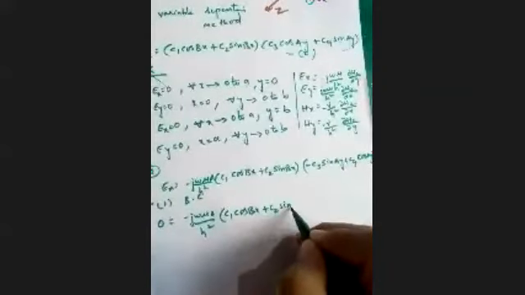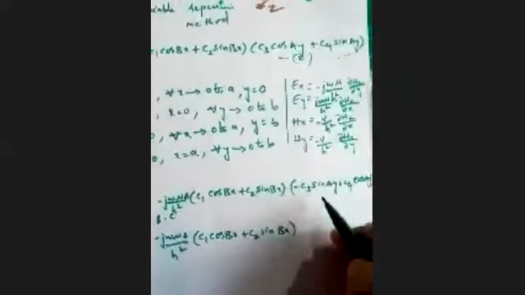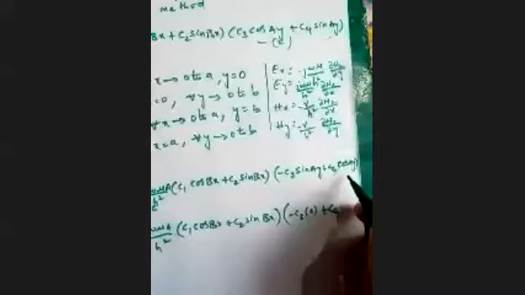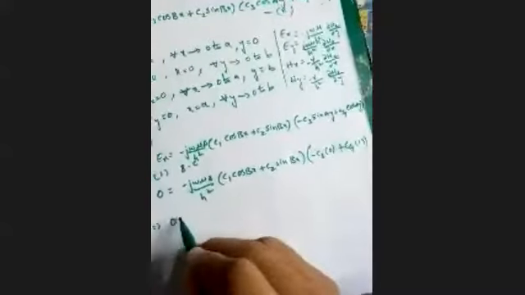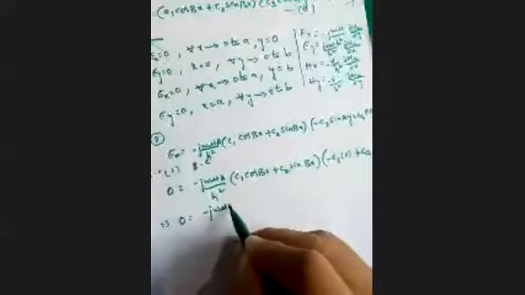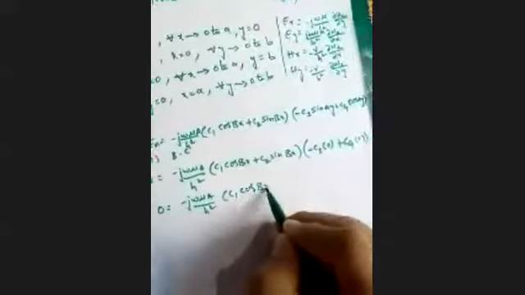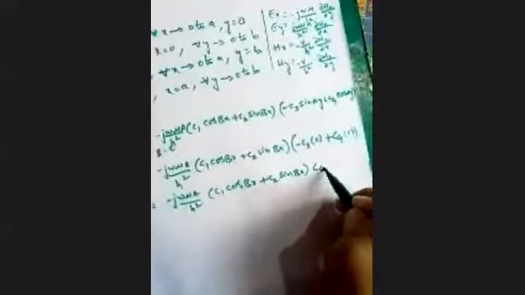Cos bx plus c2 sin bx. Here y equals 0, so the first term, sin ay, is 0, so minus c3 into 0 plus c4 into cos ay. Since y is equal to 0, cos 0 is 1, right? So here what I have is 0 equals minus j omega mu a by h square into c1 cos bx plus c2 sin bx into c4, right?